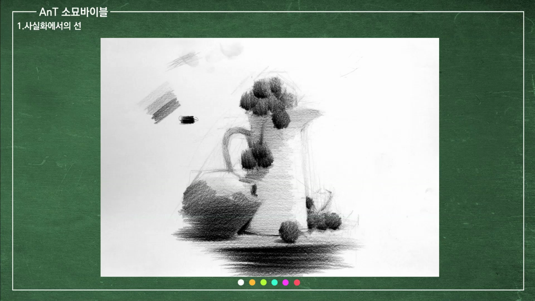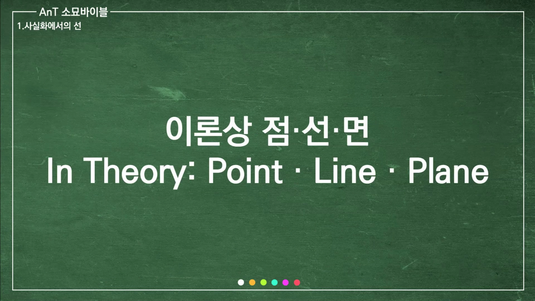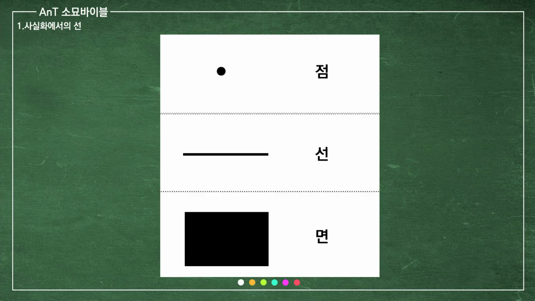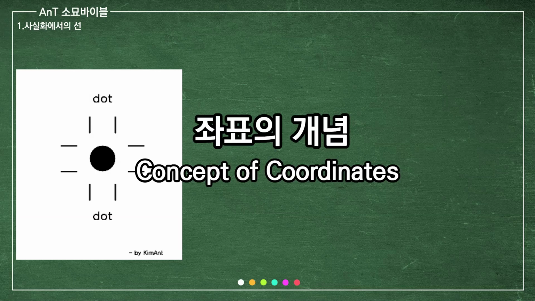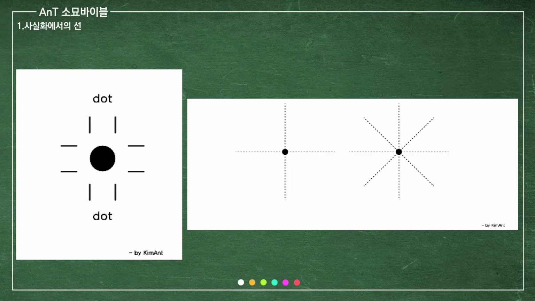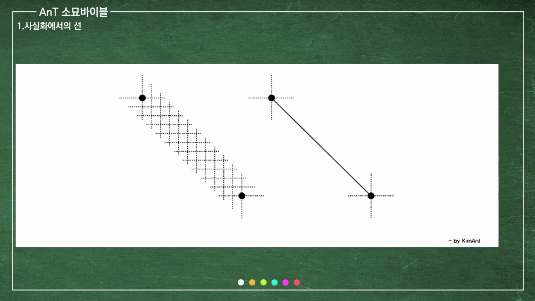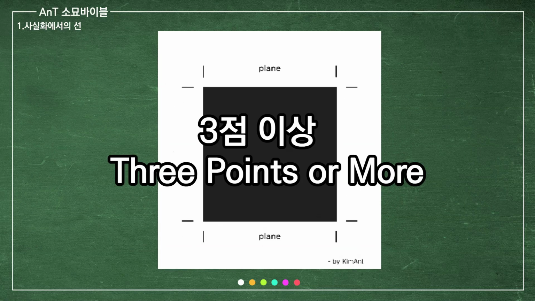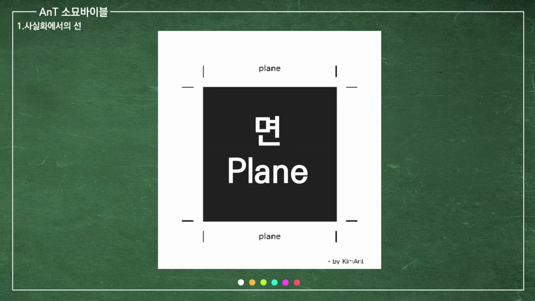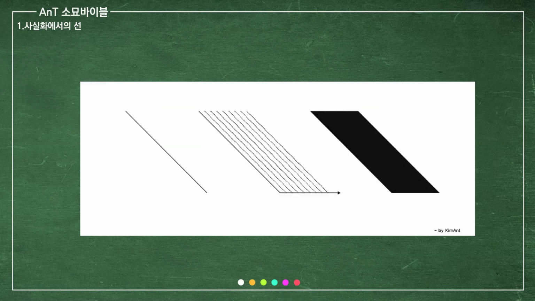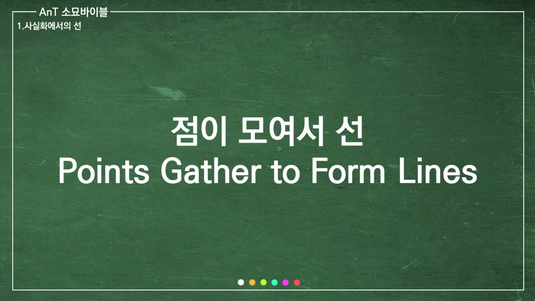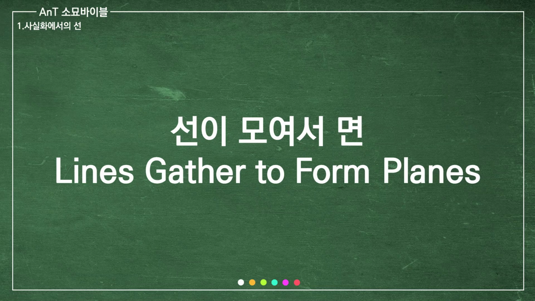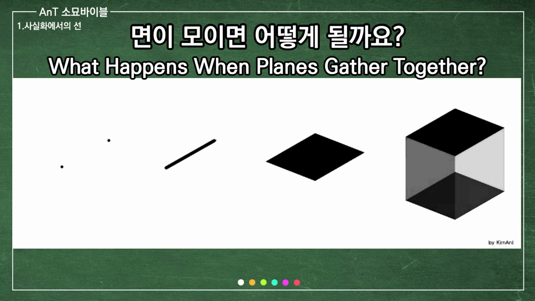When we first begin drawing, we usually start with lines. In theory, visual elements develop in the order of point, line, and plane. Point, line, and plane. In design theory, a point represents a coordinate or position, a coordinate-based concept. When two points are connected, a line is formed, a connection between points. When three or more points are connected and enclosed, they become a plane. When the enclosed area is filled in. In painting theory, points gather to form lines, and lines gather to form planes. Points become lines, and lines become planes.